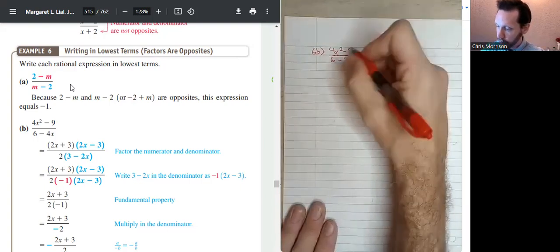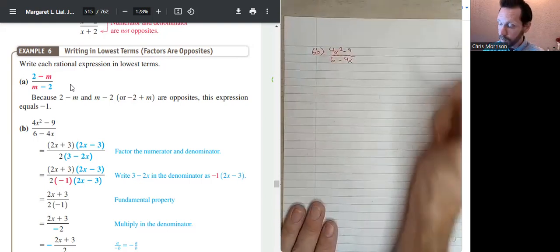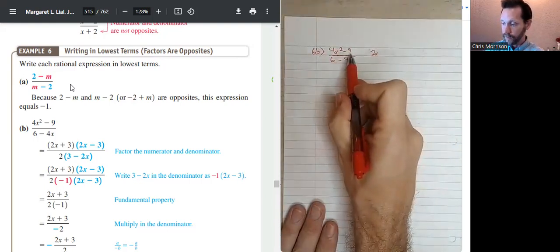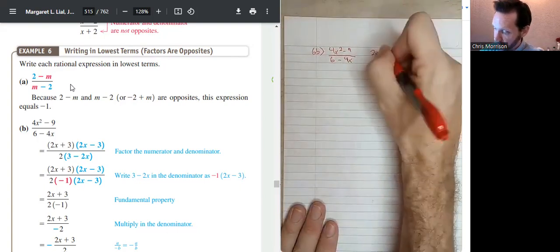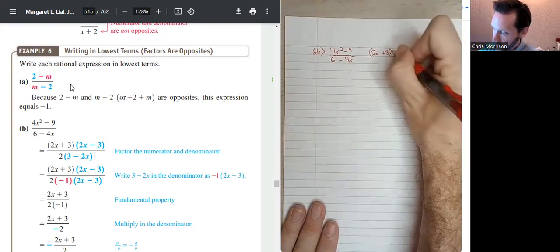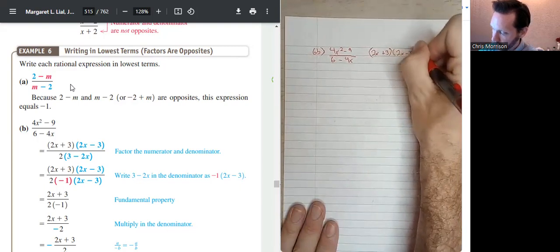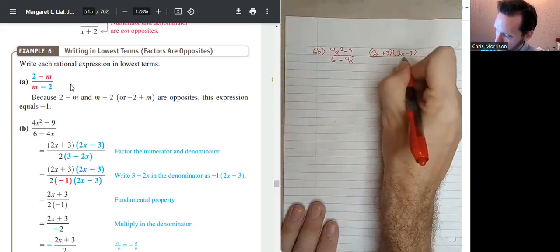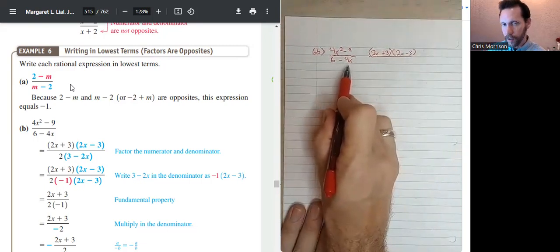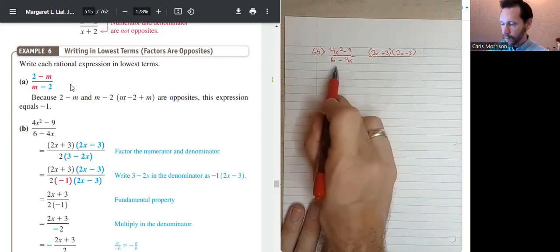So let's just do our little rule. The square root of 4x squared is 2x. And the square root of 9 is going to be 3. So make one a positive, one a negative: 2x plus 3 times 2x minus 3, over 6 minus 4x. Well, these aren't perfect squares, but I can factor something out. What can go into 6 and 4?